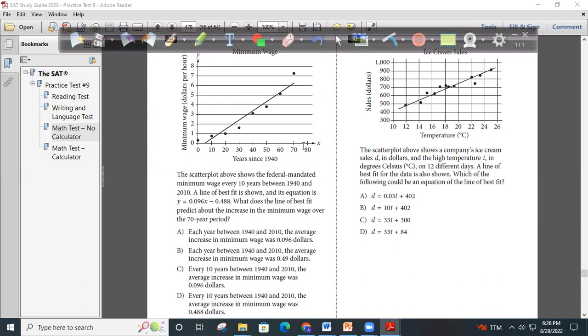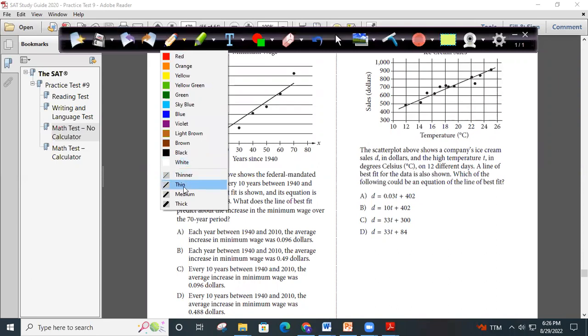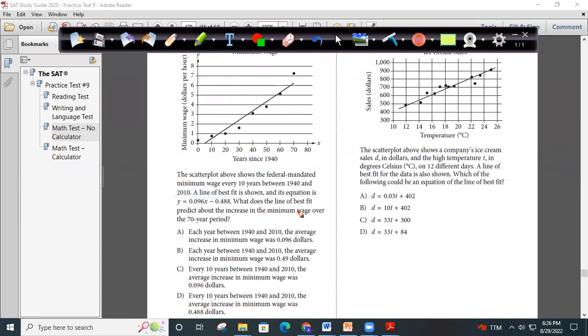Okay. So now, see here. Even if you get confused, sir, the change in y when x changes by one unit is confusing to me. Okay, let me do another way of doing this question. The scatter plot shows the federal mandated minimum wage every 10 years between 1940 and 1950, and the line of best fit is shown. So, this is the line of best fit. In 1940, if you take 0, 1950 is 10, and so on. So, take this equation.